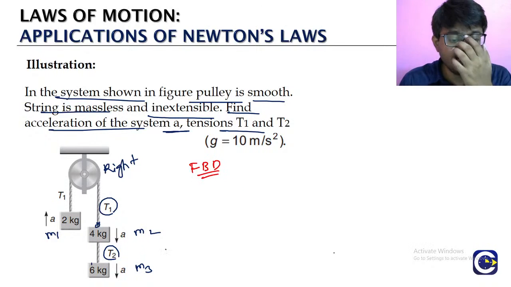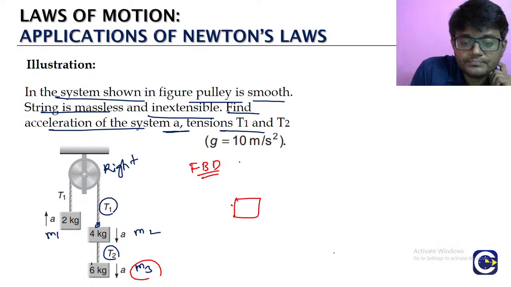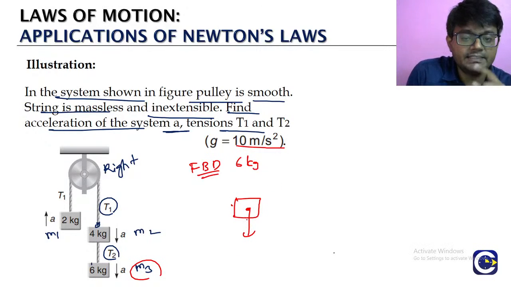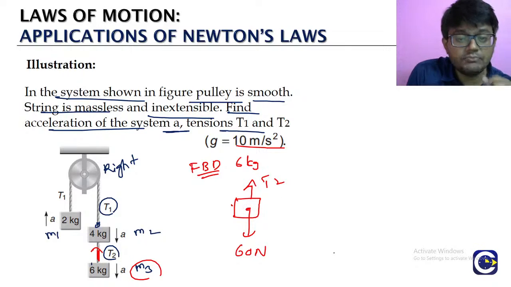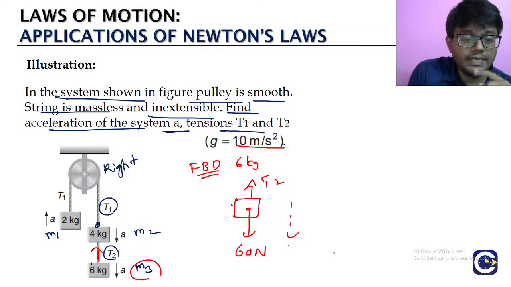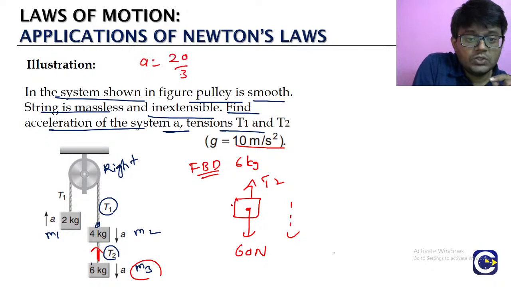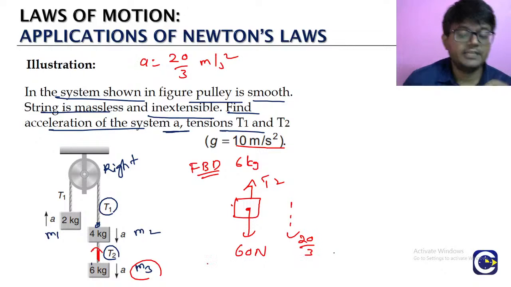So if you look at M3, that's 6 kg, right? Look at the 6 kg. On this it will have its weight. What is it? g we will take as 10, right? So 60 newtons, that is the weight. And it will experience a tension T2 upwards. Because of both of them, it is going down with an acceleration. How much? Just now we got it, right? 20 by 3. It is going down with an acceleration of 20 by 3.